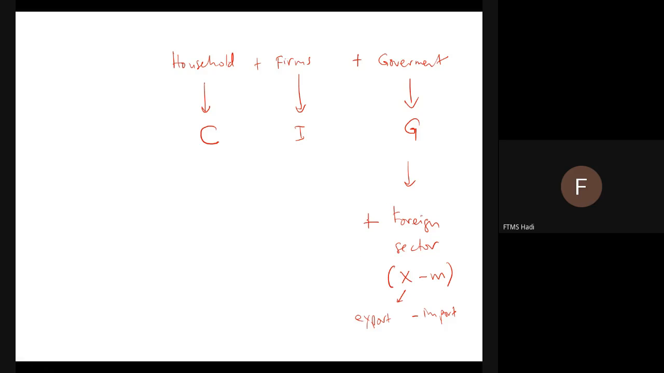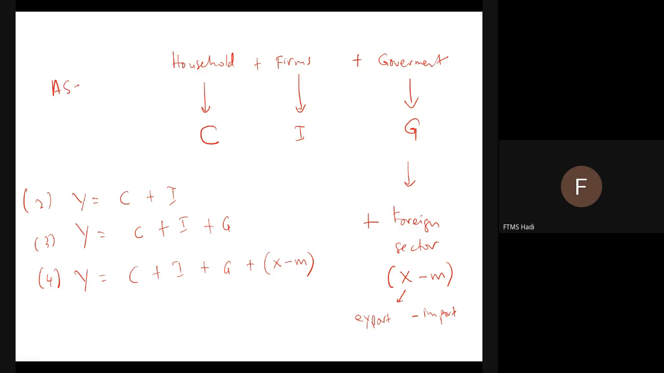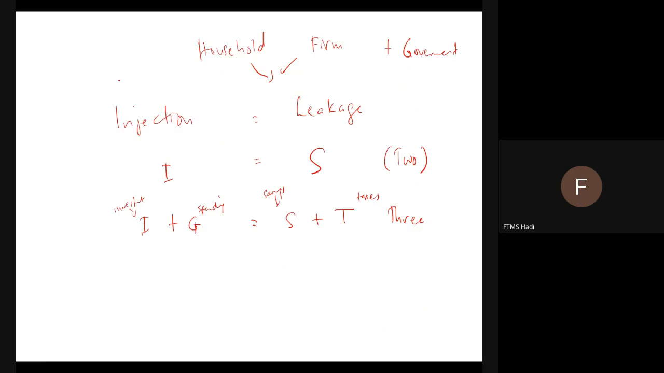The income earlier we talked about is C plus I for two sectors. For three sectors, Y equals C plus I plus G. For four sectors, with the inclusion of the foreign sector, it is C plus I plus G plus X minus M: consumption plus investment plus government spending plus export minus import. Two sectors, three sectors, four sectors. That is what we call AS equal to AD. How about I equal to S? I skip a little bit.